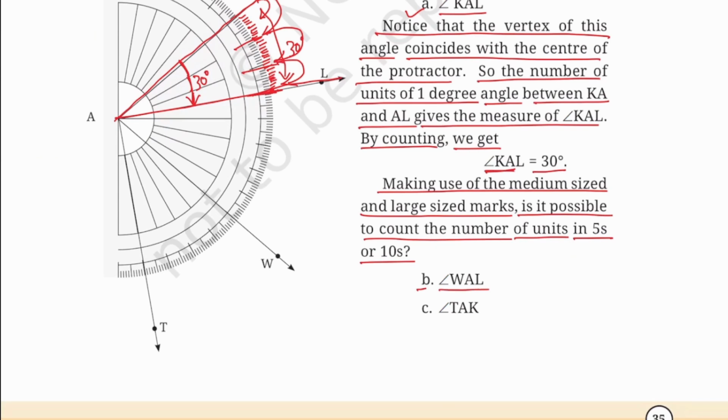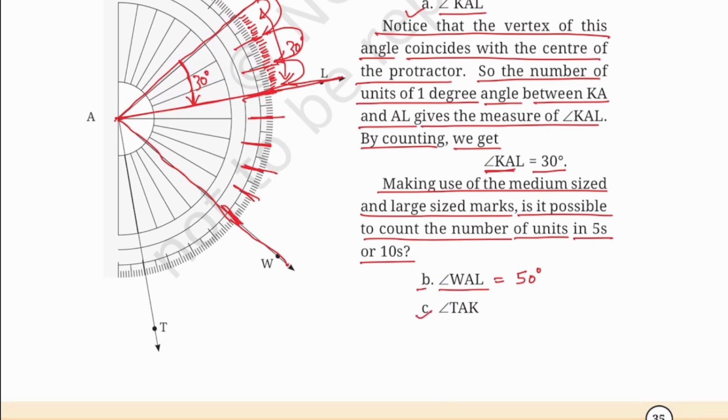B. Angle WAL. You have to measure angle WAL. That is W, then A and L. You can skip in 5 or 10 as you wish. Here 10, 20, 30 and 40 and 50. That means this is equal to 50 degree. Angle WAL is 50 degree.